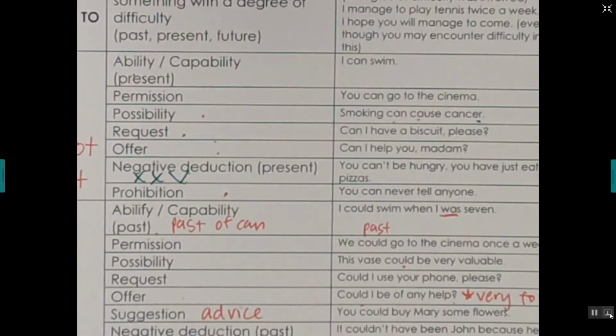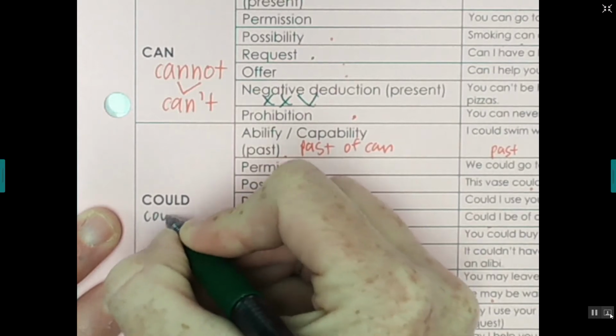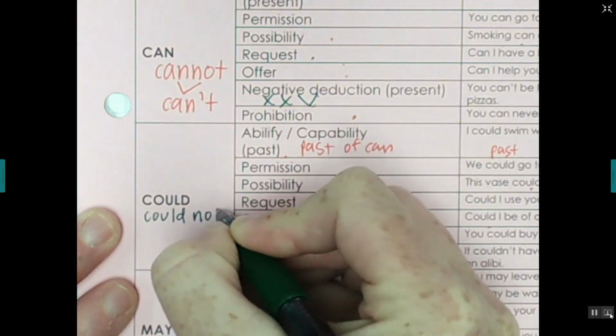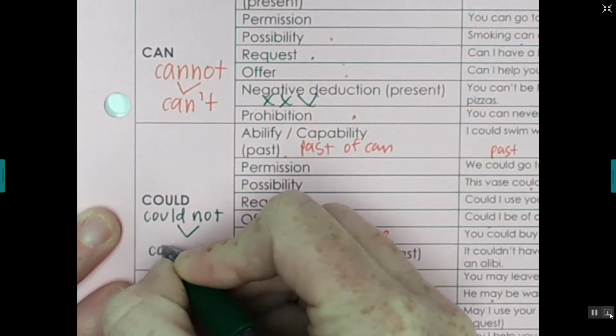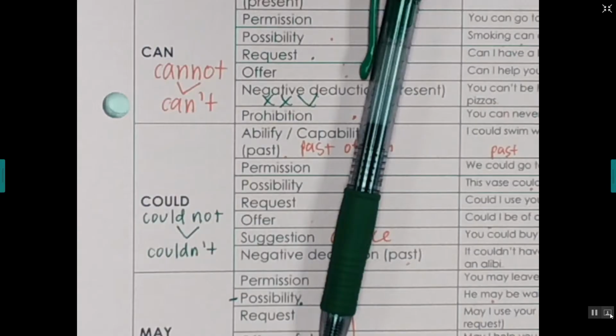Yeah. Okay. So let's do, here's our favorite. Could. C-O-U-L-D. Could. Make sure you say the D on the end. Okay. So here's could. So the negative would be could not. The contraction is your favorite. Couldn't.